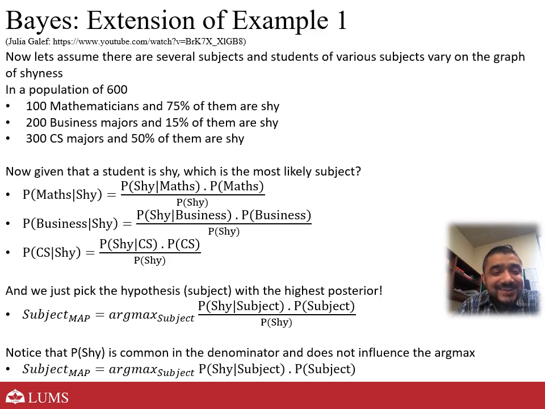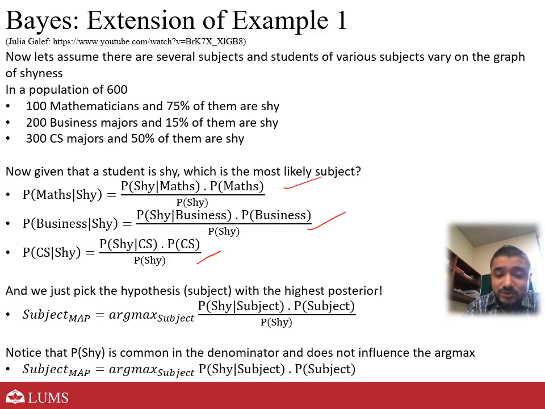All right. So now, given that a student is shy, which is the most likely subject? So again वही वाली बात है, evidence वही आपको मिली है कि वो shy है, वही आपने observe की है, and now you want to find out कि subject क्या है. So probability of math given shy किस तरह निकलेगी, probability of business given shy किस तरह निकलेगी, और probability of CS given shy किस तरह निकलेगी, and then we just pick the hypothesis, the subject with the highest posterior, with the highest outcome. ठीक है.